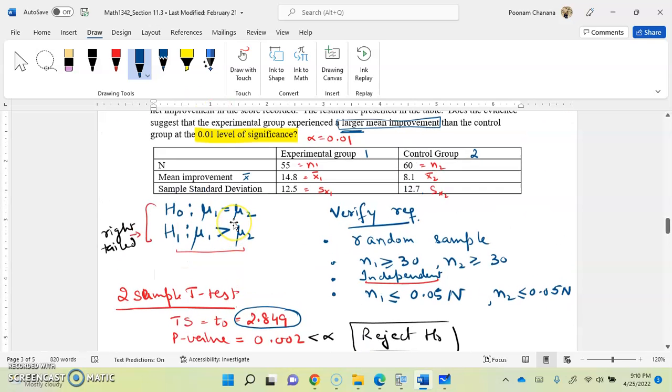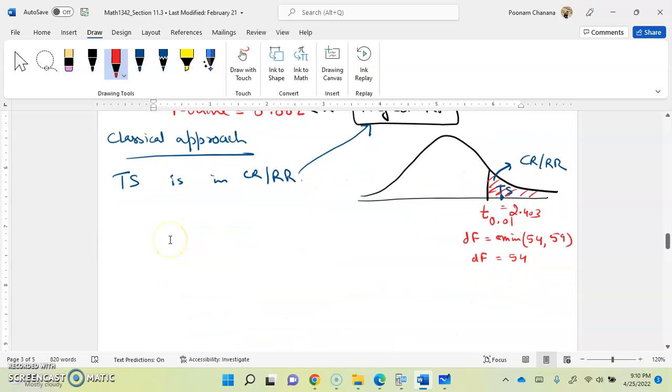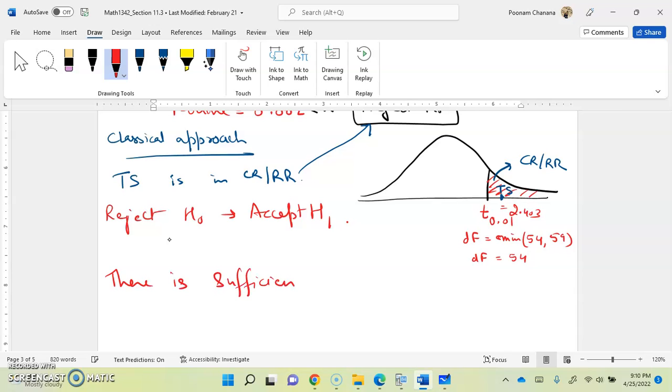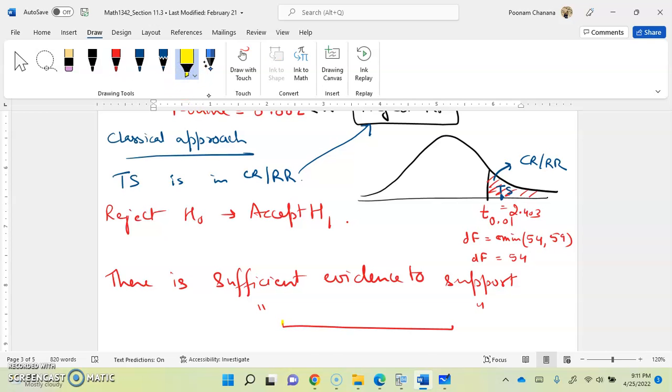Let's look at our question again. We are rejecting H naught, that means we will accept H1. If we reject H naught, we are accepting H1. So what does that mean? There is sufficient evidence to support that. What will you write? Support. Here you need to write your claim.